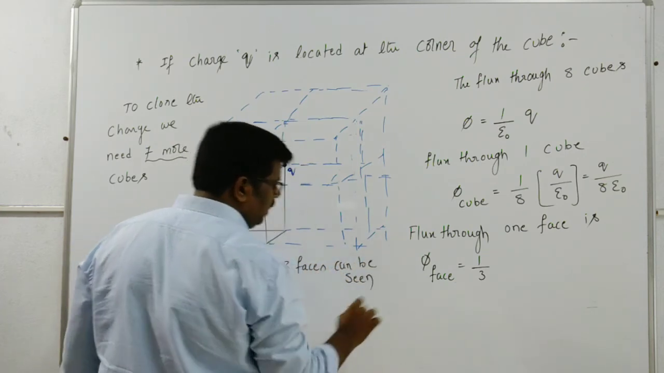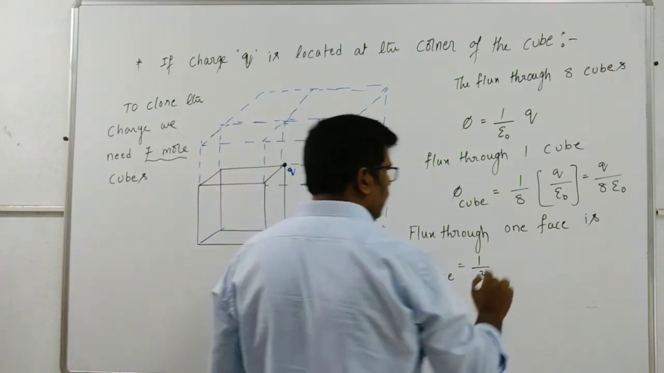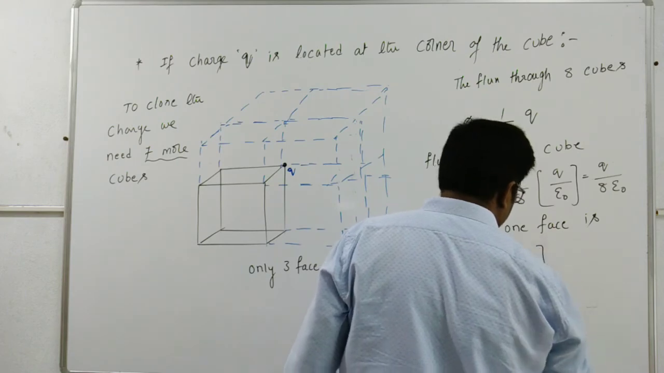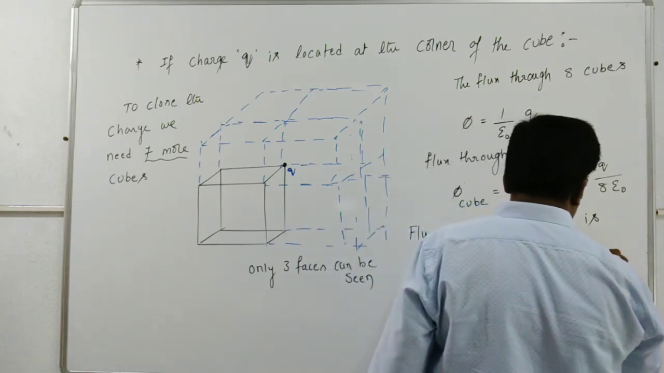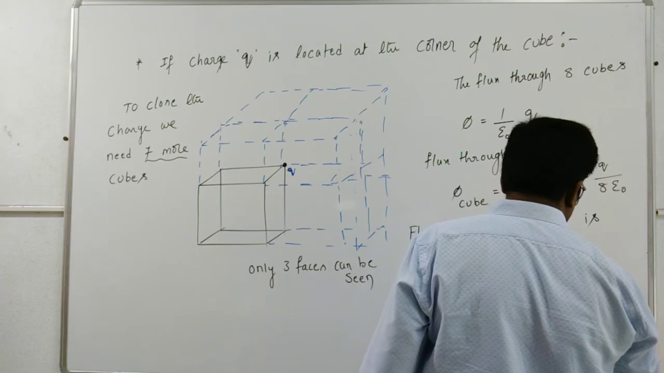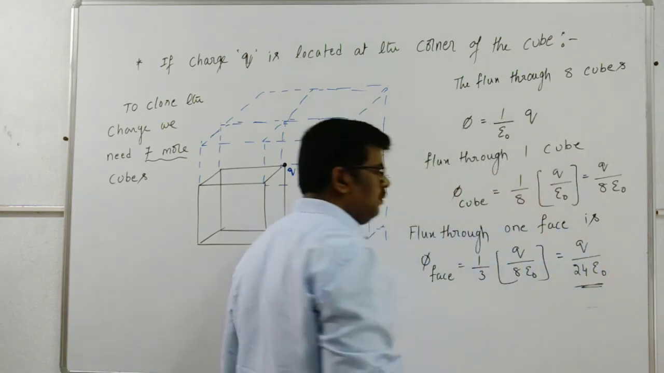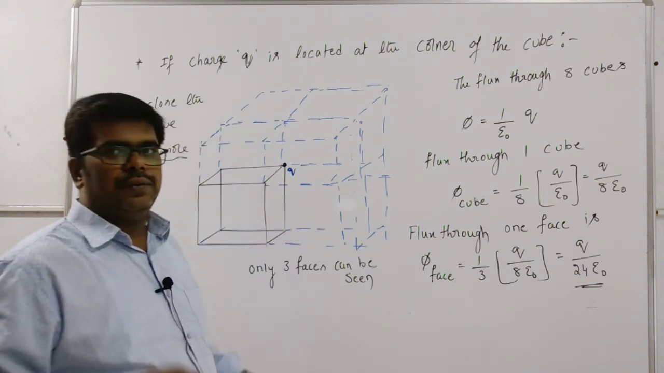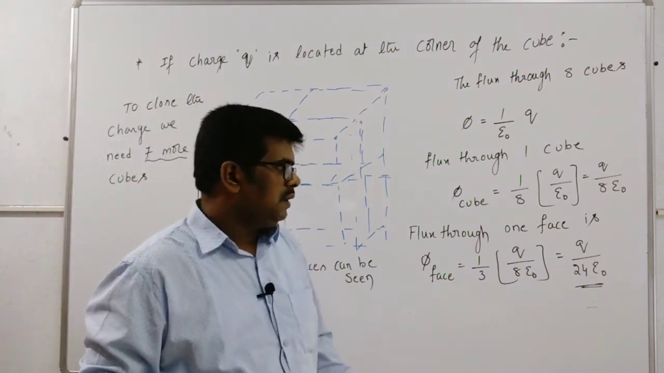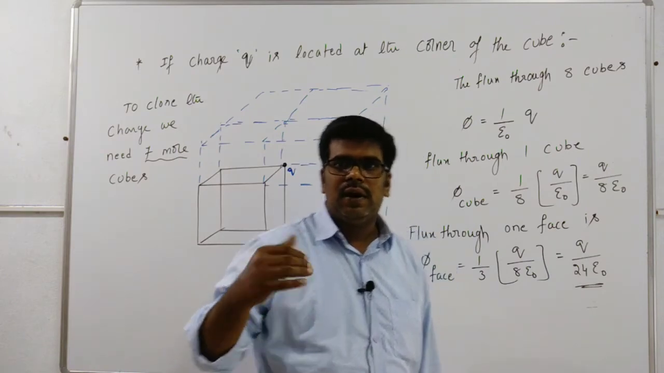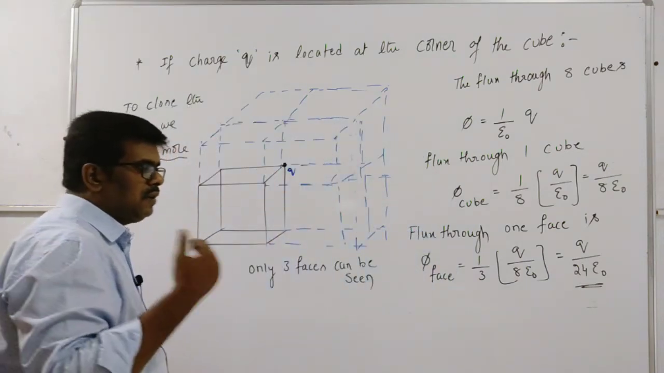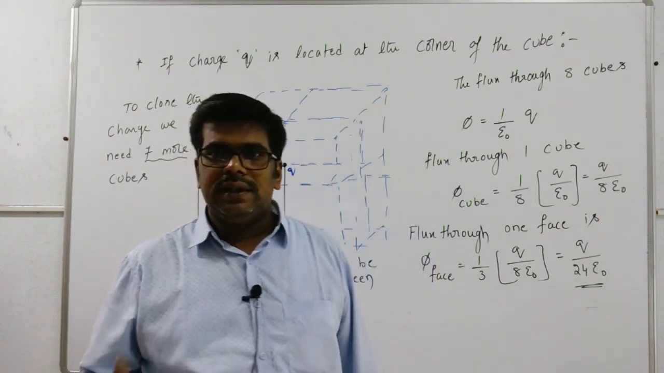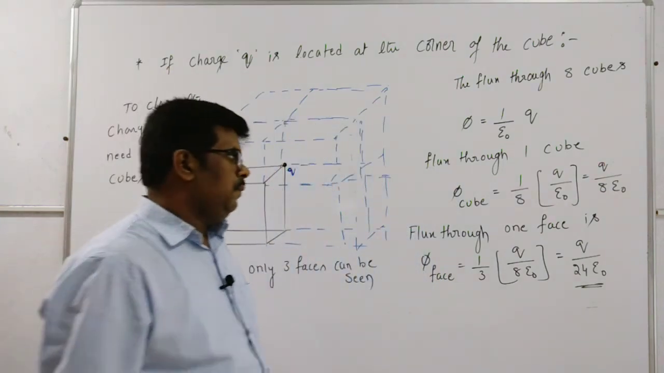Can be seen. That's why only here we have taken that 1 by 3 times the q by 8 epsilon naught. Then we have q by 24 epsilon naught. So this is the case of when the charge is located at the corner of the cube. So edge of the cube through one face is q by 16 epsilon naught. If the charge is located at the corner, the flux through each face is q by 24 epsilon naught. So this is the thing you should understand clearly.